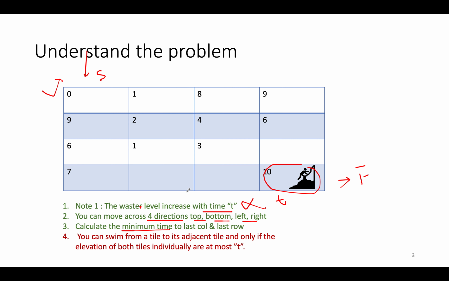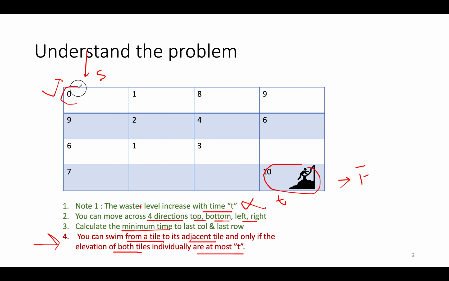Also, the most important caveat specified in the question is that you can swim from one tile to its adjacent tile only if the elevation of both the tiles individually is at most t. So what does that mean? Sounds confusing, right? Let's try to understand it by an example.